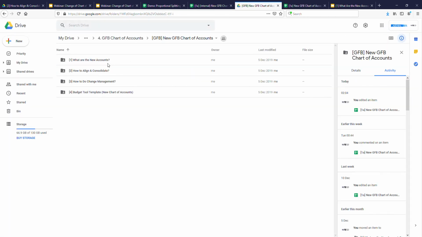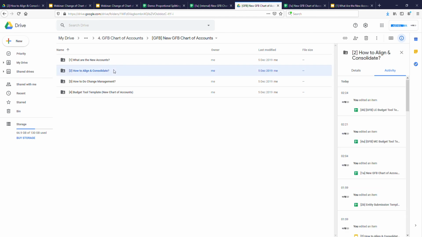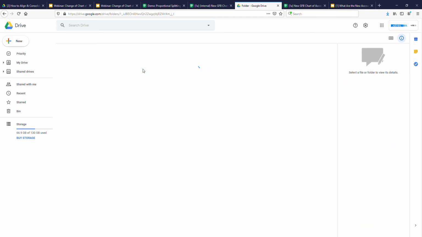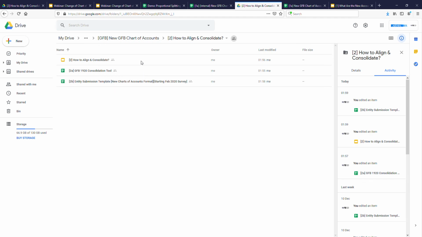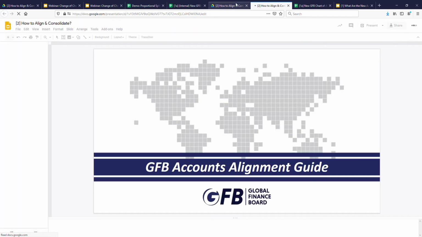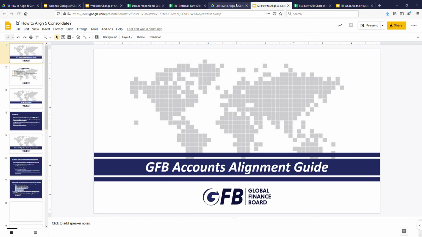So the first folder was "What are the new chart of accounts." The second folder is "How to align and consolidate," which explains more specific ways on how you can do the aligning and consolidation. Aligning means matching. You just have to match the equivalent of your account from your entity chart of accounts to the GFP chart of accounts. Please take note that aligning doesn't mean you have to change your chart of accounts, okay? Aligning just means you have to know which of your accounts correspond to the GFP accounts.